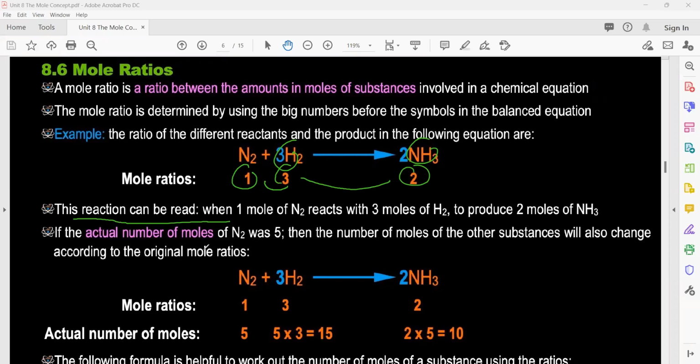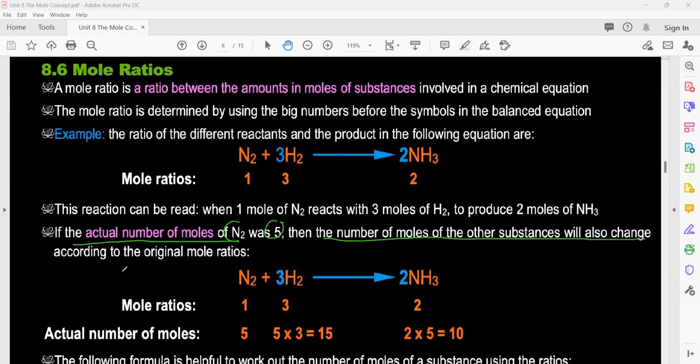So here once again, if the actual number of moles of nitrogen is 5, if instead of 1 we say we have 5, how many moles will you get here? That is the mole ratio. In the exam they will give you a question like this. Really simple, really easy. See here. For example, now this is a question here. If the actual number of moles of nitrogen is 5, then the number of moles of the other substances will also change.